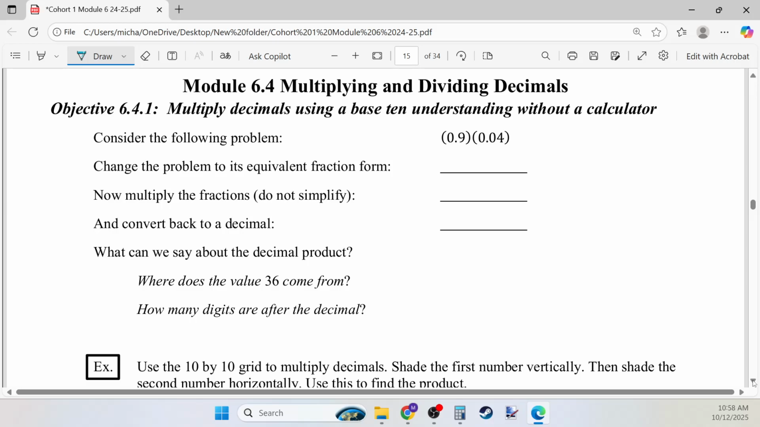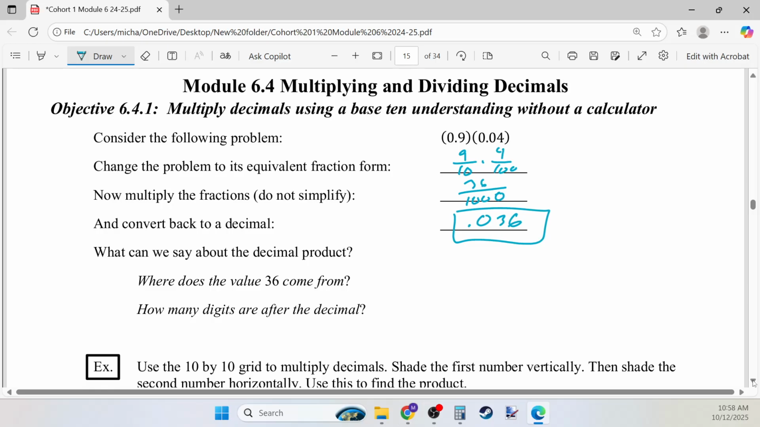Let's explore what this looks like as fractions. This is going to be 9/10 times 4/100. If I multiply this, I get 9 times 4 is 36. 10 times 100 is 1,000. So I get 0.036 as my final answer.